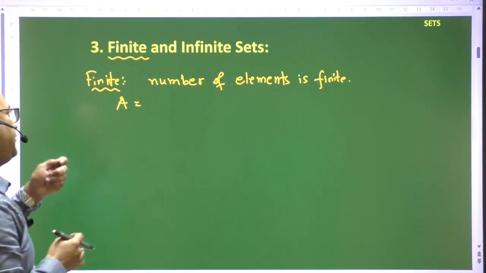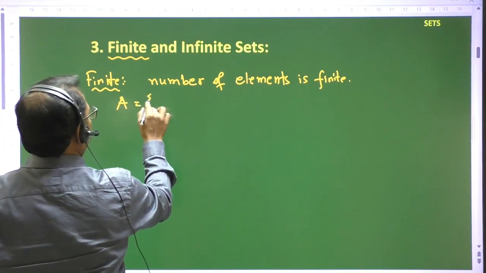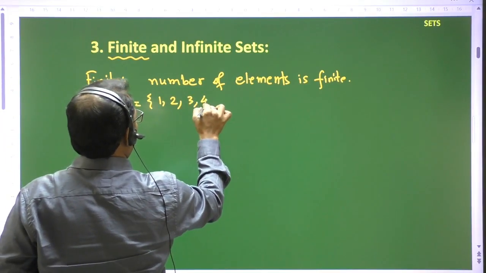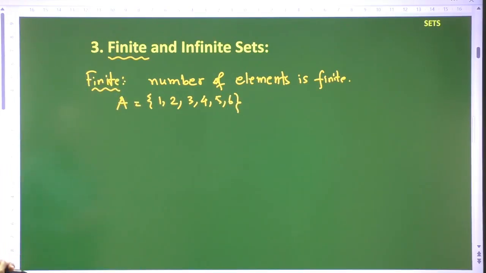For example, suppose A is a set. When you throw a dice, all the outcomes we are taking. So when you throw the dice, you have this outcome 1, 2, 3, 4, 5, 6. You can count how many elements are there. So this set is known as the finite set. Number of elements should be finite.